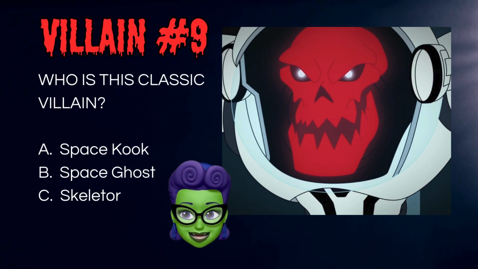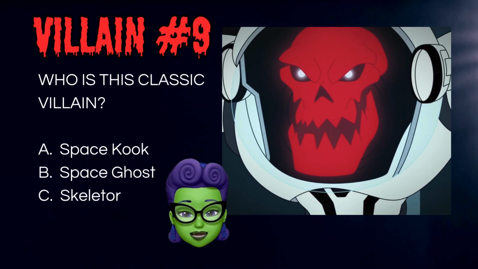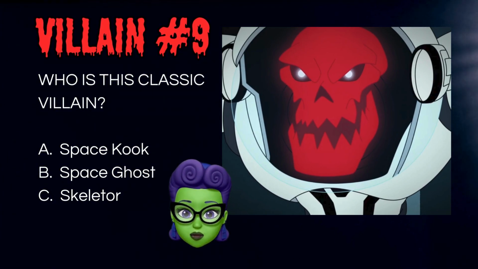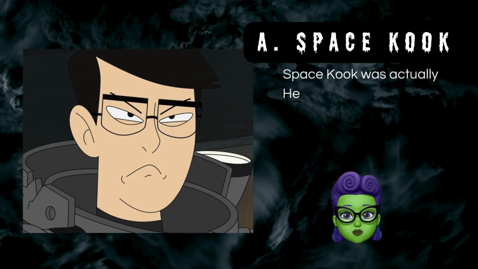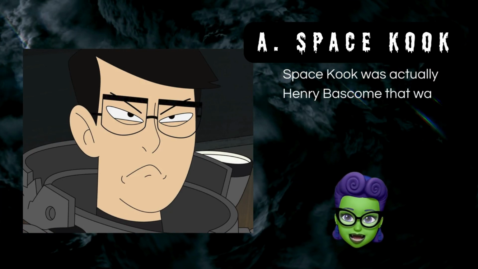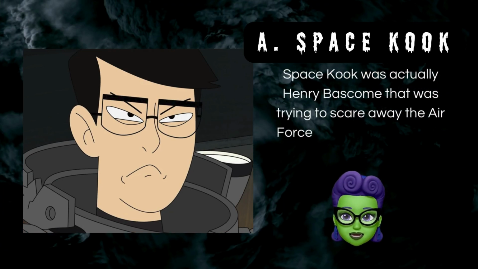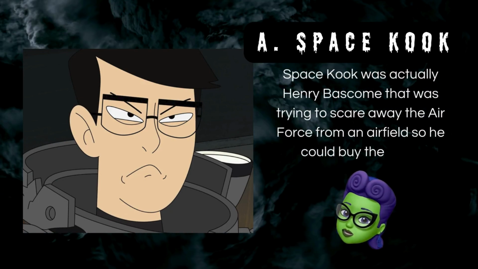Who is this classic villain? Is it A, Space Kook, B, Space Ghost, or C, Skeletor? The answer is A, Space Kook. Space Kook was actually Henry Bascombe that was trying to scare away the Air Force from an airfield so he could buy the land dirt cheap.